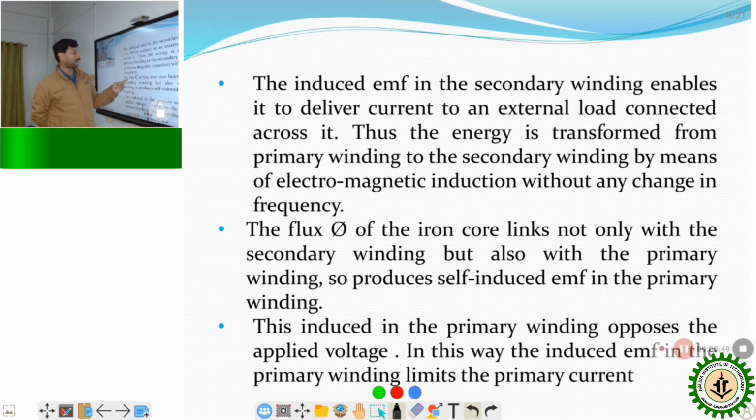The flux phi of the iron core links not only with the secondary winding but also with the primary winding. So it produces self-induced EMF in the primary winding, denoted by E1, and in the secondary winding, the voltage is induced by mutual induction. This induced voltage in the primary winding opposes the applied voltage. In this way, the induced EMF in the primary winding limits the primary current, which we will go into in detail later on.